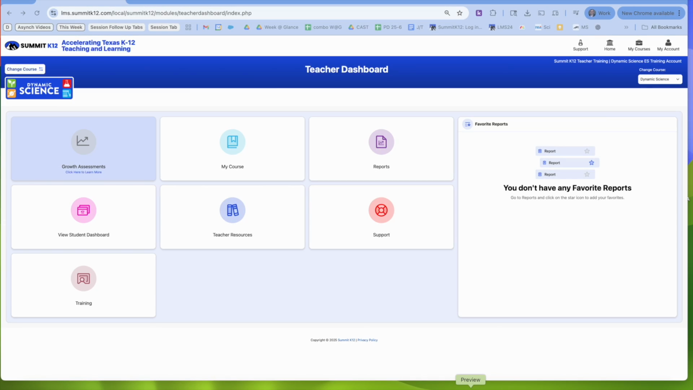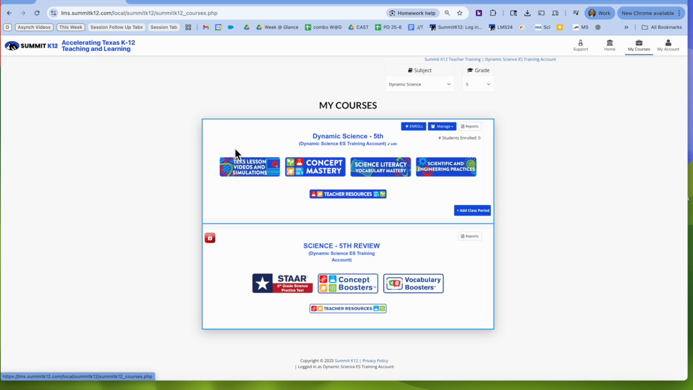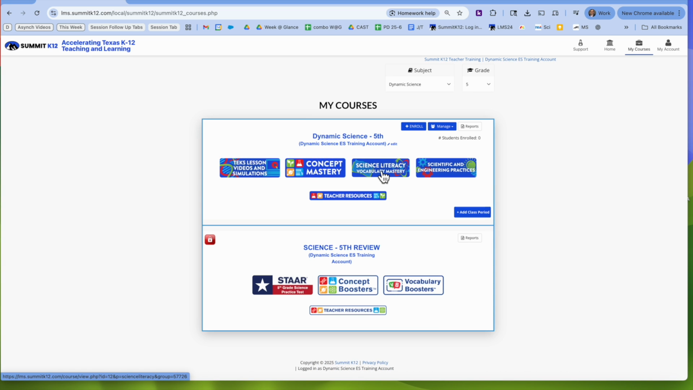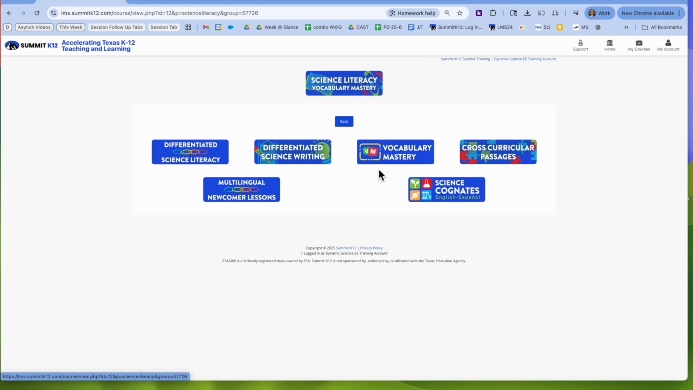Hello, I'd like to share with you another resource, differentiated STAAR writing. They're writing prompts at multiple complexity levels for you to use in your classroom. To access differentiated STAAR writing prompts, you're going to click on My Course from your dashboard. Then you're going to select the Science, Literacy, and Vocabulary Mastery button. Then you're going to select Differentiated Science Writing.